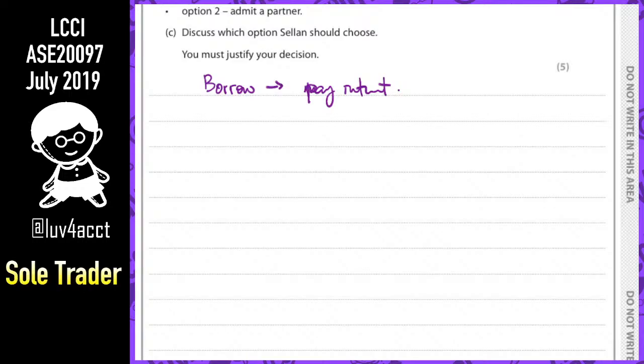Okay, and then by the time you need to repay, there is a maturity for the loan. Then you have to think again how to finance the repayment of the loan. If you have to pay interest, then it means that you will have lower profit as well. But then for admitting a partner, that means you will have a partnership.